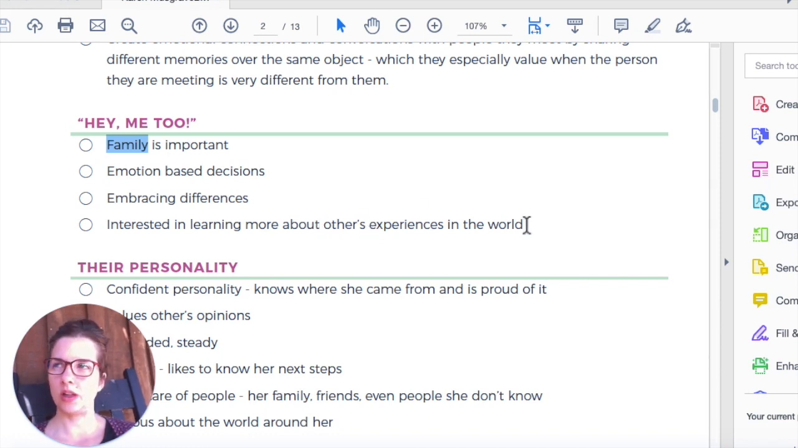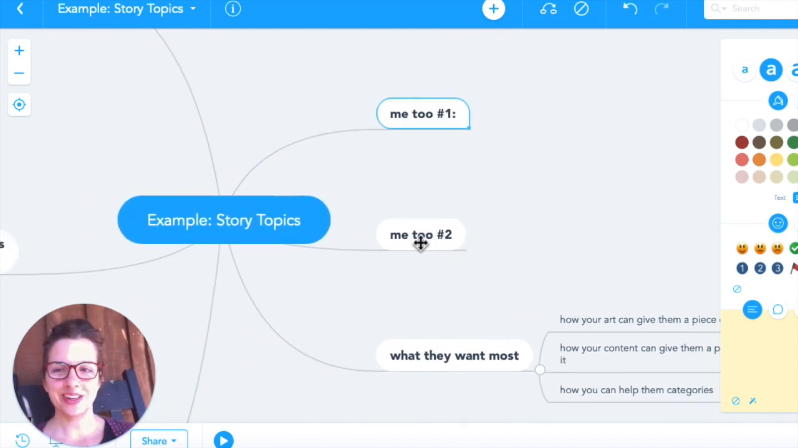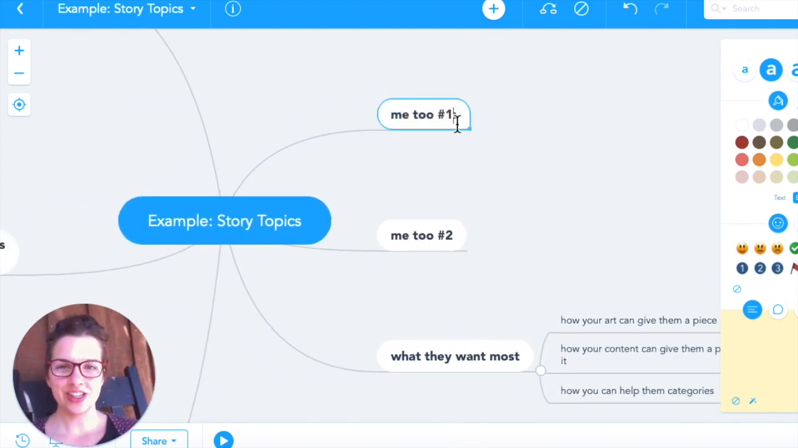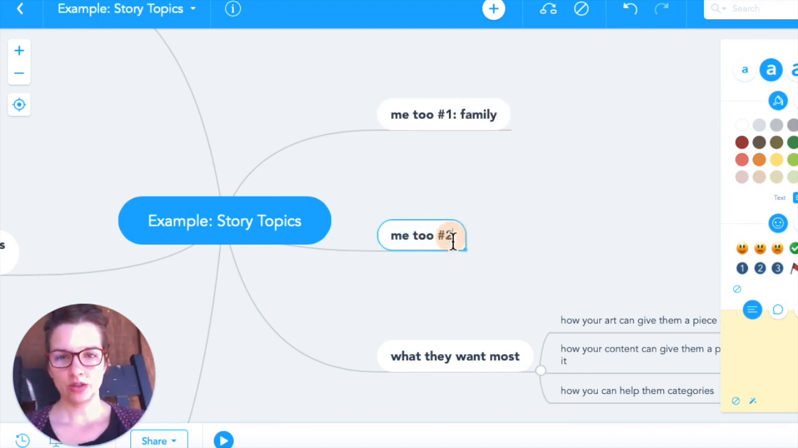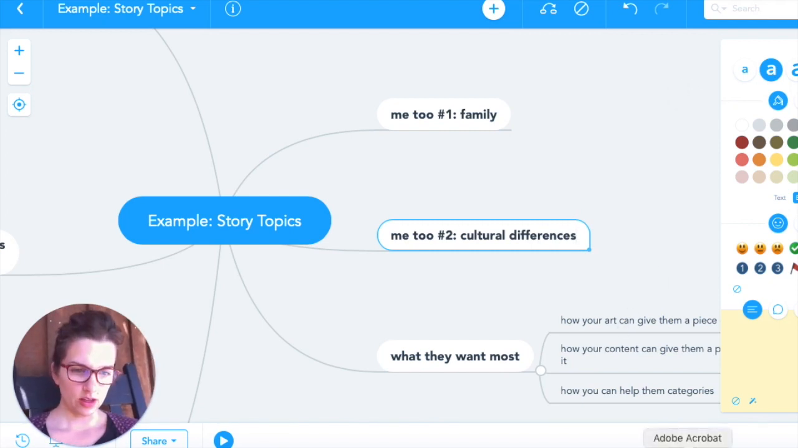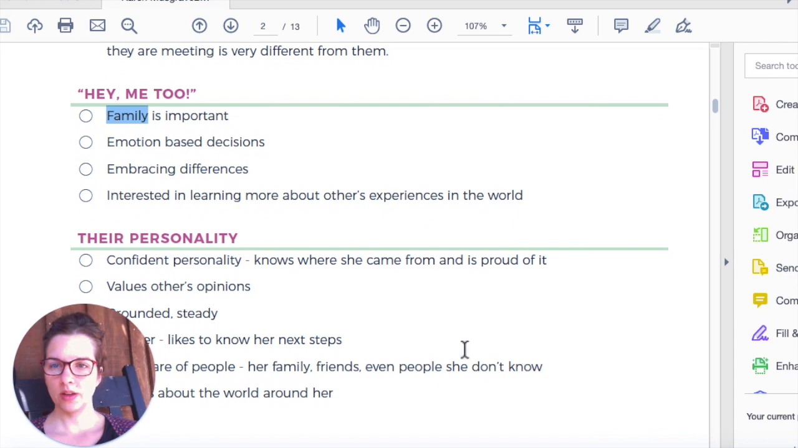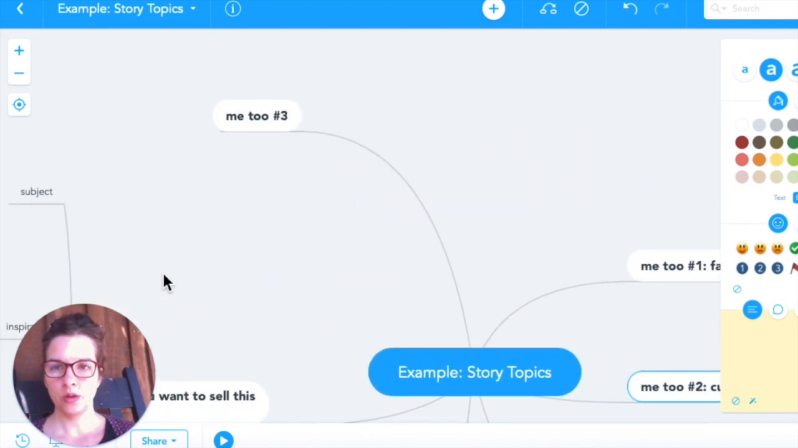We'll break that down to something like cultural differences. So then we will go, and I like mind maps, can you tell? We will change this to family, cultural differences, and embracing differences is a value, so that can be our third Hey Me Too. We'll put that up here.